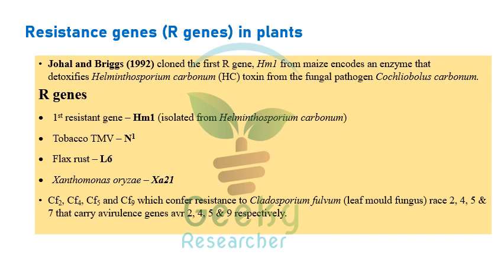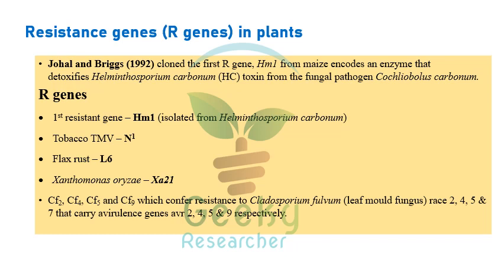This gene detoxifies the HC toxin of Helminthosporium carbonum, a host specific toxin that we have already seen, a fungal toxin from Cochliobolus carbonum. Now we will see some of the R genes. The first resistant gene is Hm1, isolated from maize against Helminthosporium carbonum. The tobacco TMV resistance gene is N, the flax rust resistance gene is L6, the Xanthomonas oryzae resistance gene is Xa21, and Cf2, Cf4, Cf5 and Cf9 confer resistance.